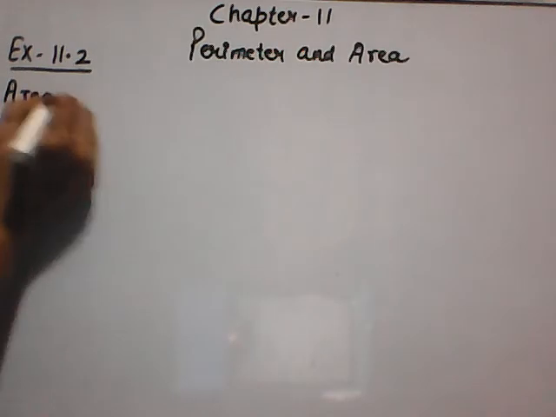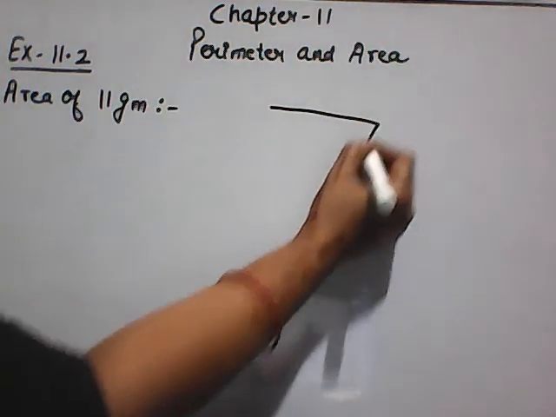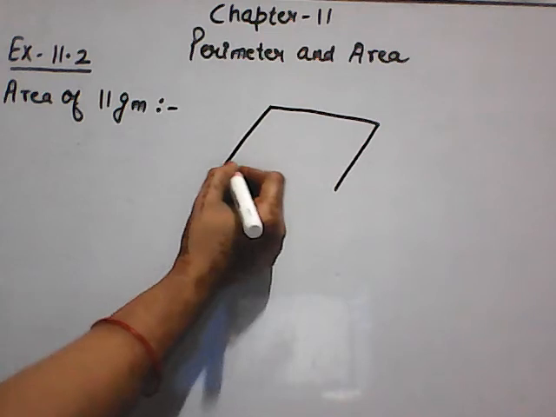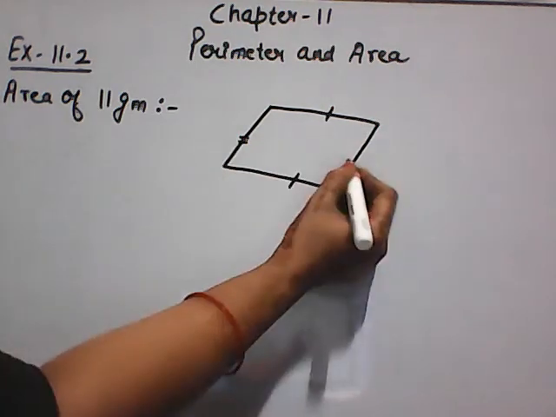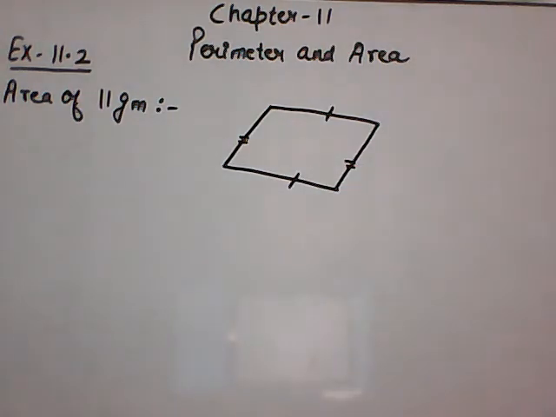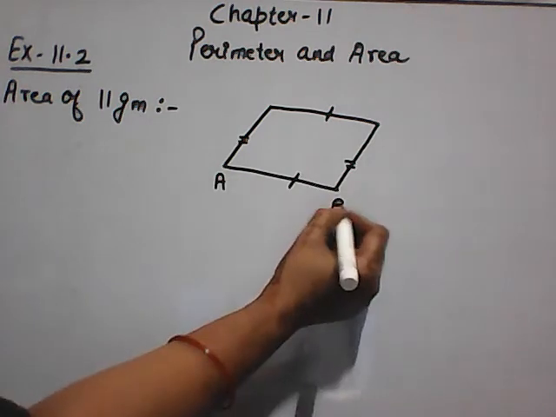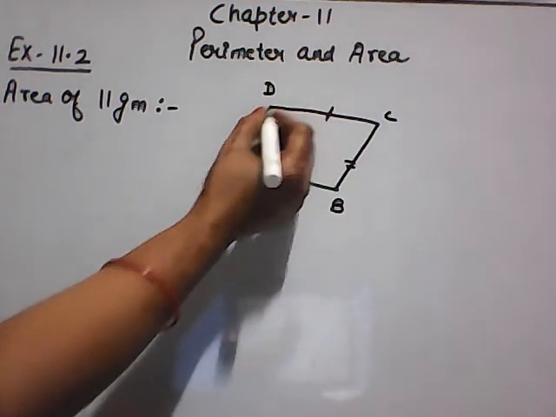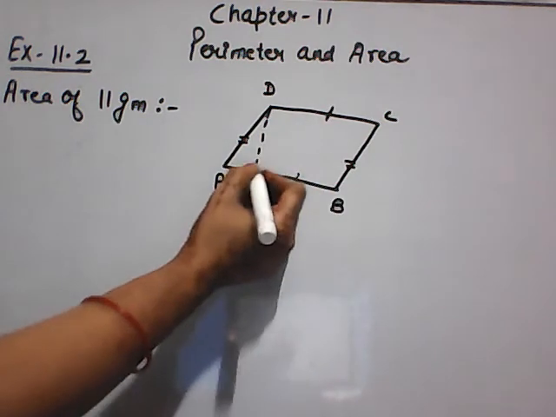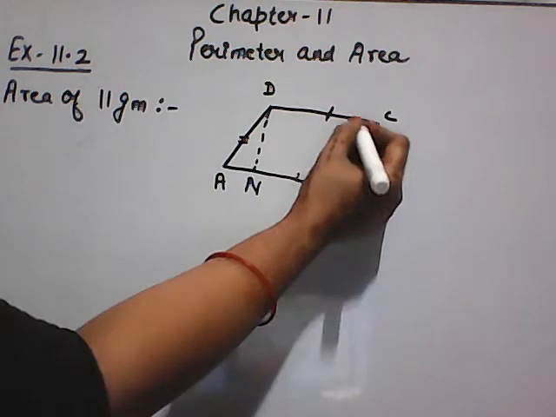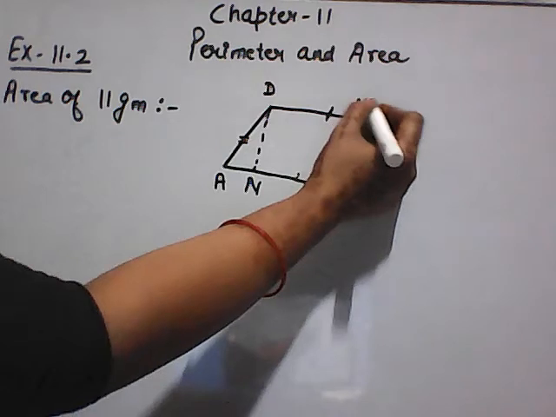Area of a parallelogram. Suppose this is a figure of a parallelogram. In a parallelogram, we know that opposite sides are parallel and equal. Suppose it is a parallelogram ABCD. Suppose from D we draw a perpendicular on AB, say DN. From B we draw a perpendicular on CD, say BM.